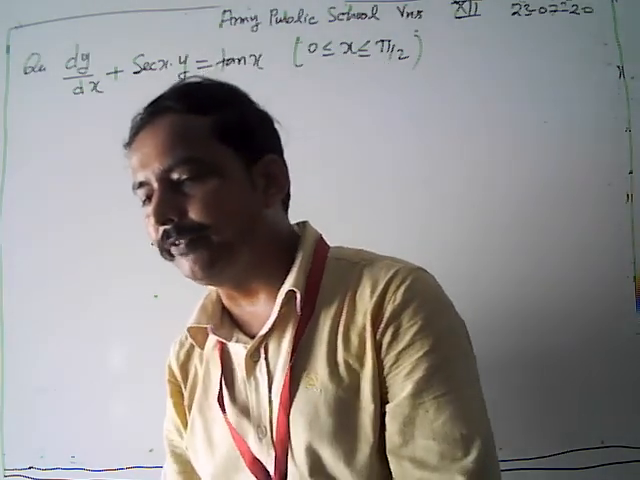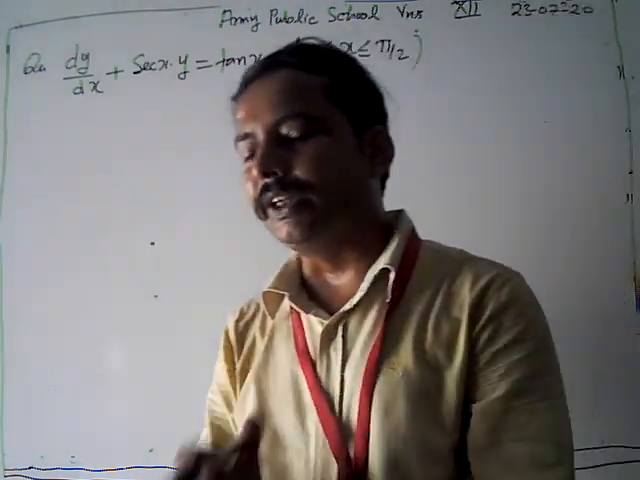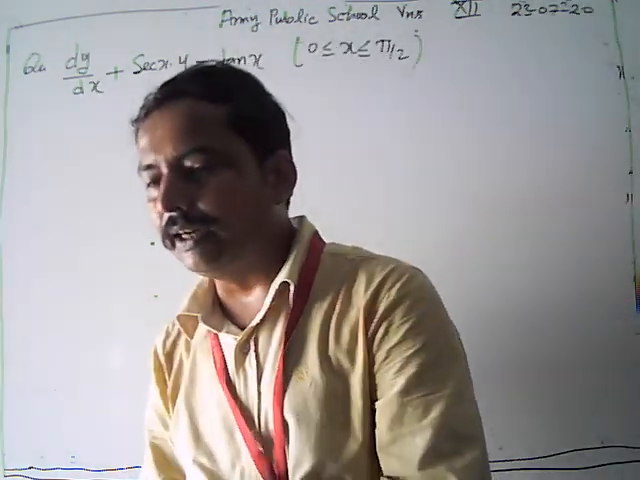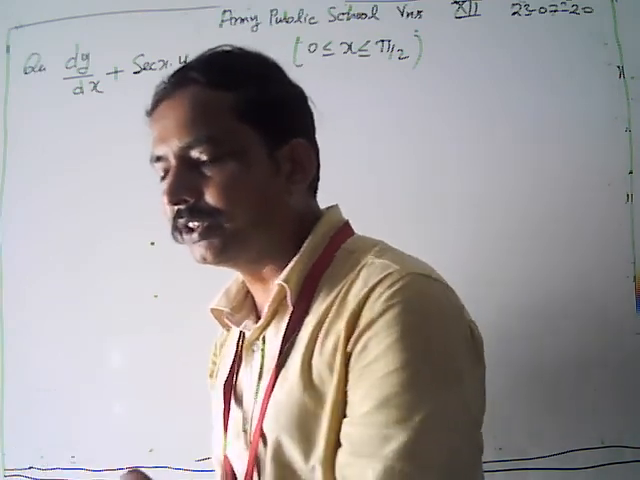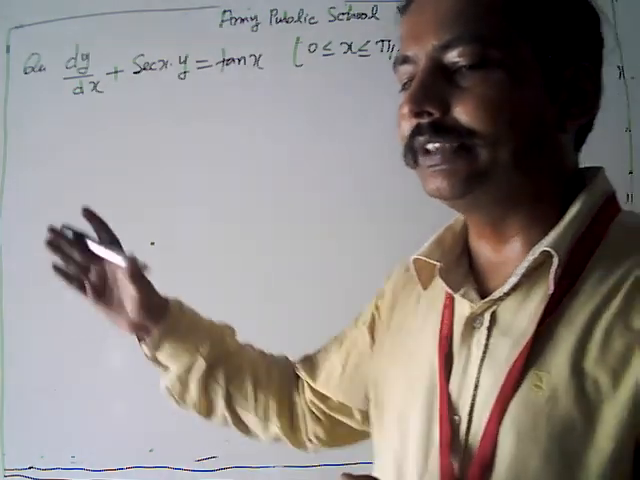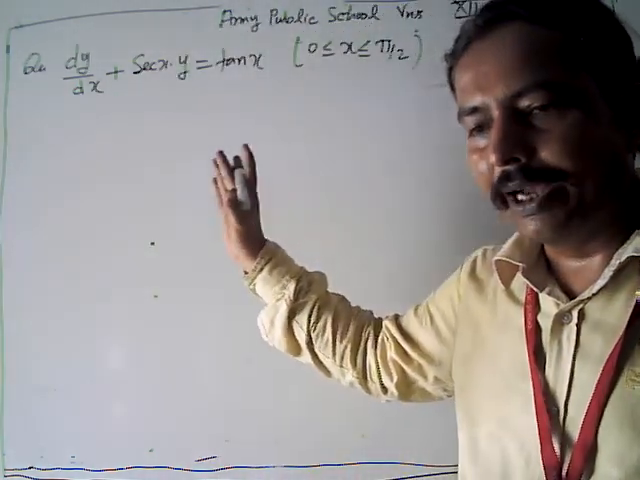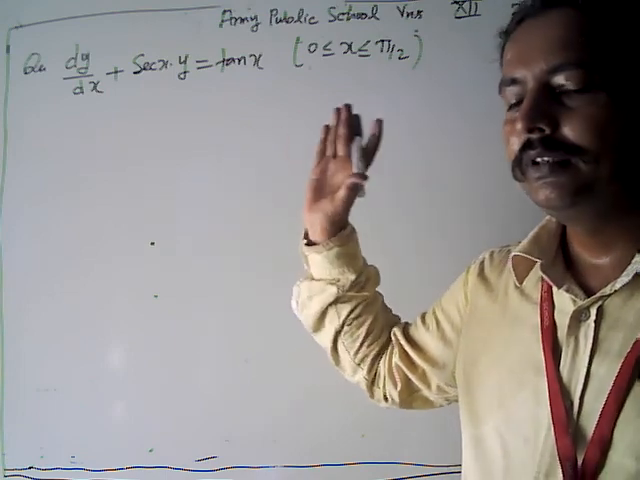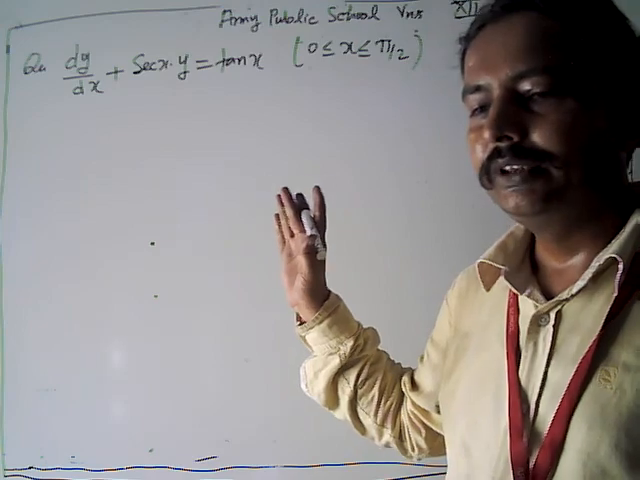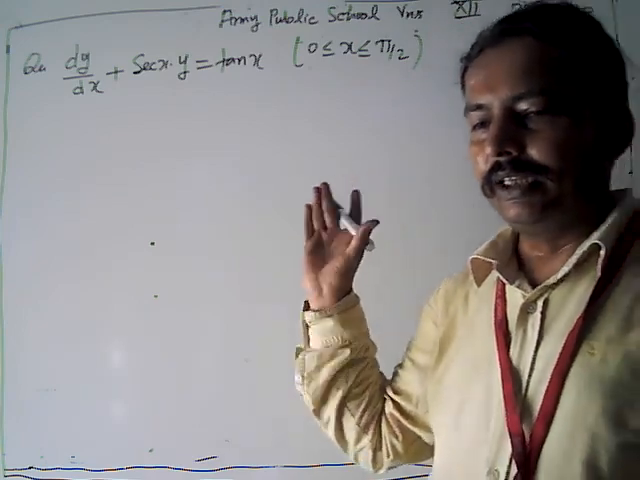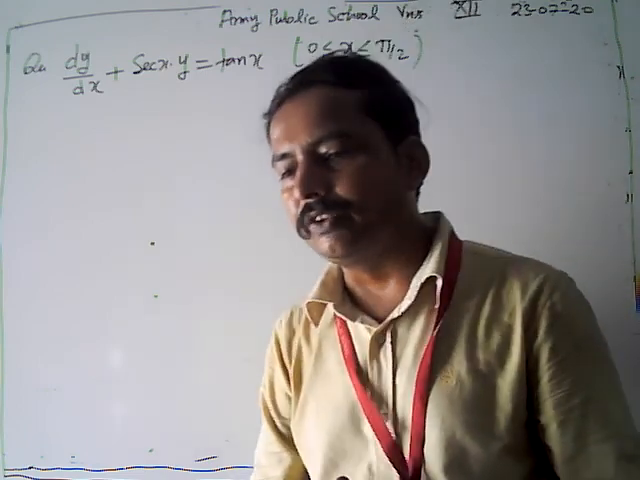In the second step we are going to find out the integrating factor. After getting the IF, what do we do? We are going to find out the solution. Our solution for the differential equation dy/dx plus Py is equal to Q is given by y into integrating factor equal to integration of Q into integrating factor dx plus c. Then we find the integration of the right hand side, and we get our required solution.